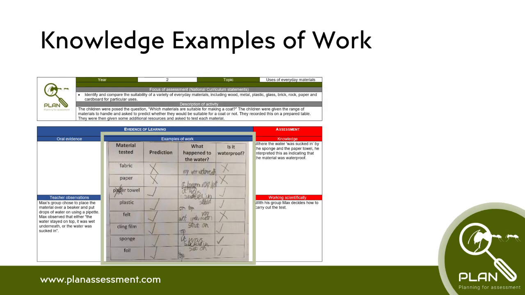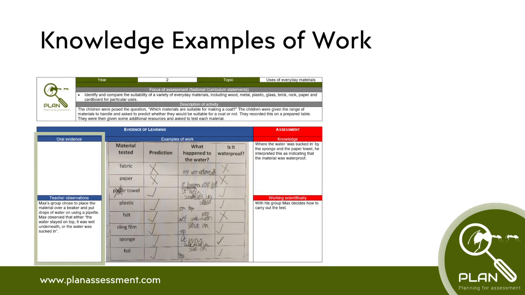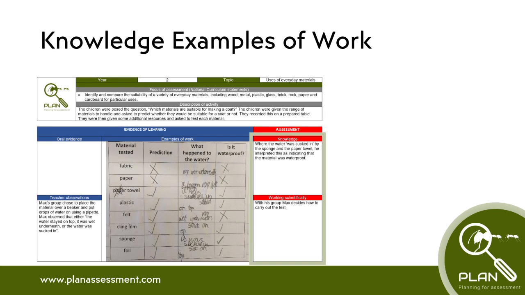Any written work produced by the child as part of the activity is included. Any oral evidence of learning is also included, with any observations made by the teacher. A brief commentary on what the evidence shows about the child's knowledge and working scientifically skills is also provided.